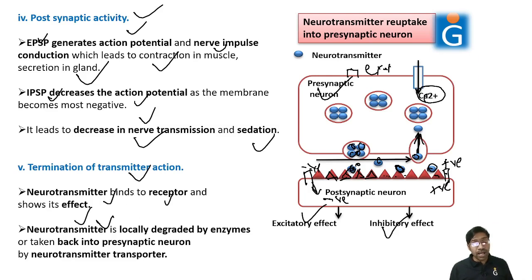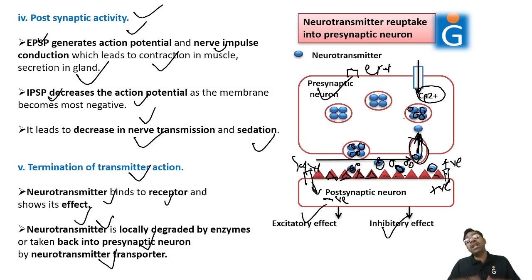There is a synaptic reuptake of the neurotransmitter into the presynaptic neuron with the help of a neurotransmitter transporter. If this is a transporter, the neurotransmitter which is released in the synapse is again taken back into its presynaptic neuron with the help of the neurotransmitter transporter or reuptake transporter, back to the synaptic vesicle in the presynaptic neuron. And hence there is a termination of the neurotransmitter action.